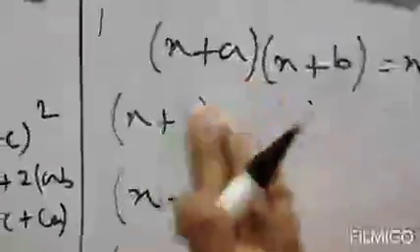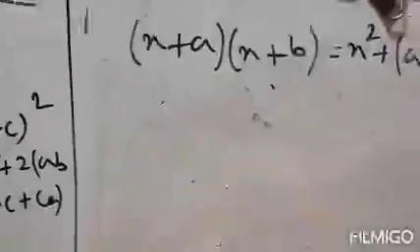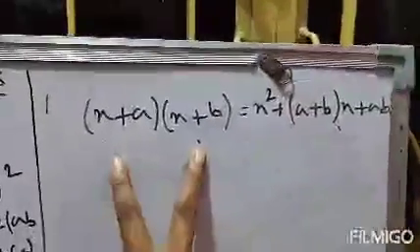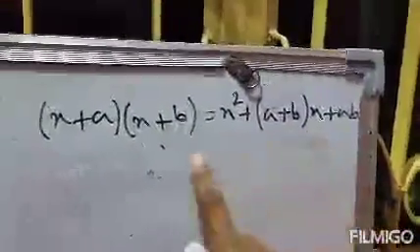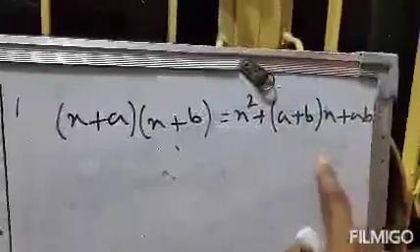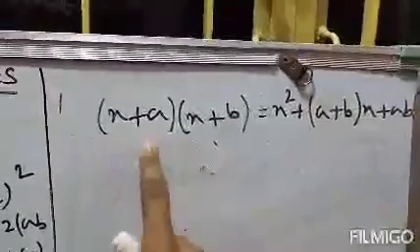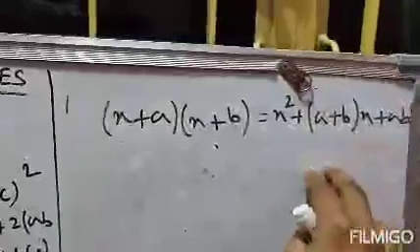Now you have to remember these identities. If you cannot remember, there is a procedure. I will show you how the formula x plus a, x plus b equals this came. How did this formula come from this? We will just multiply and take common to get this formula.